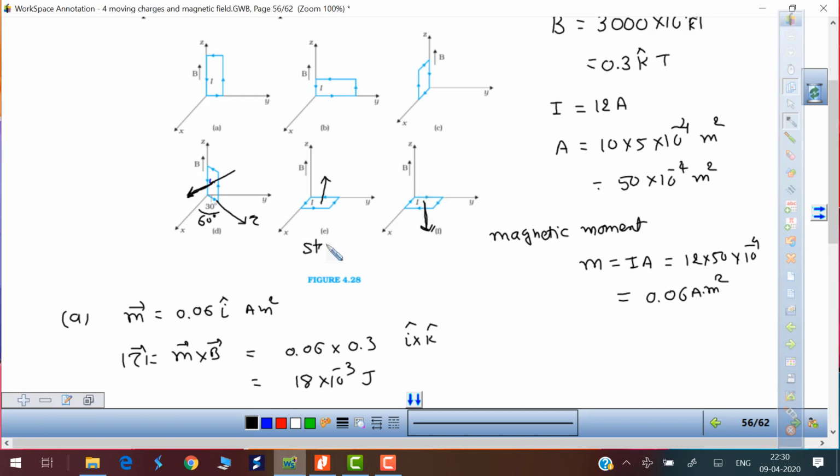So this is stable equilibrium. This is unstable equilibrium, and the rest are not in equilibrium because torque is acting. Okay, stable equilibrium where theta is 0, theta is 180 so unstable equilibrium, and here torque is acting, so these 4 cases are not in equilibrium at all.